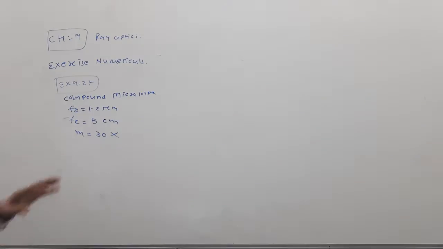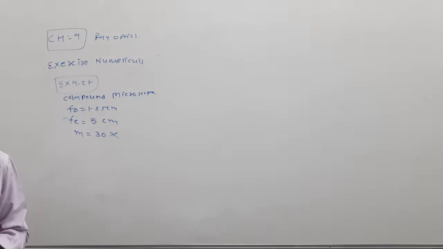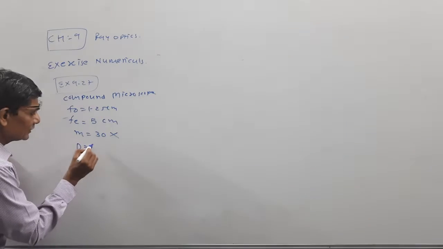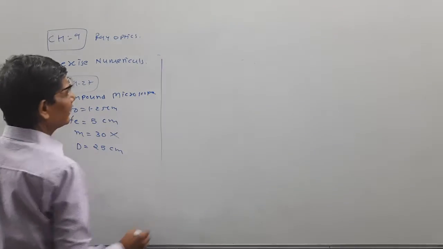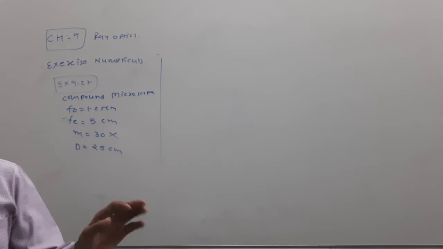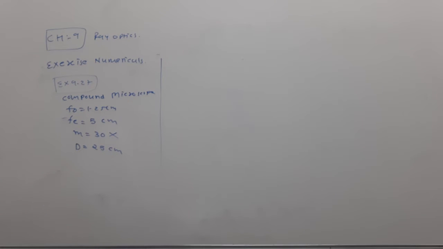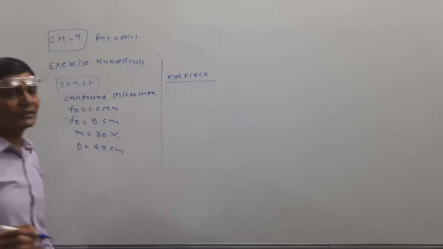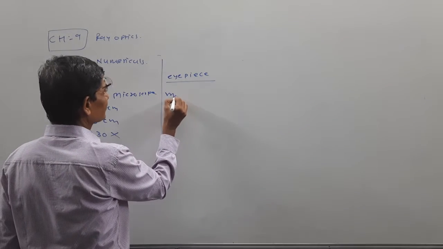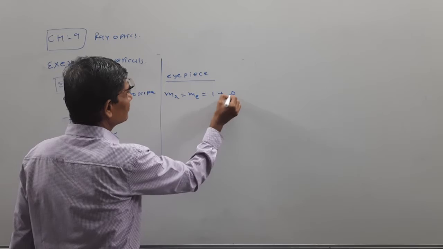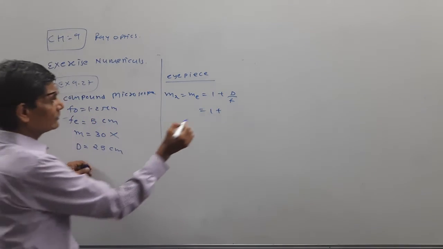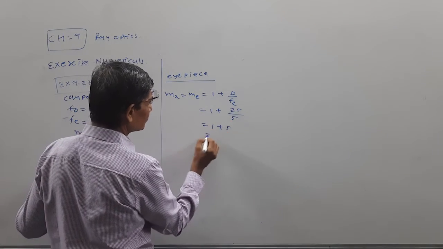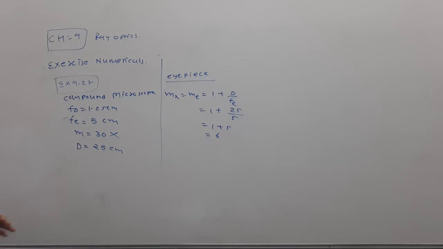Now see here, in normal condition, image is formed at the near point. So our D is the near point, that is 25 centimeter. Total magnification is given. Now for the eyepiece, when the image is formed at a near point, magnification M2 we can consider 1 plus D by F. 1 plus D is near point 25, and eyepiece focal length is 5. So this is the magnification of the eyepiece.